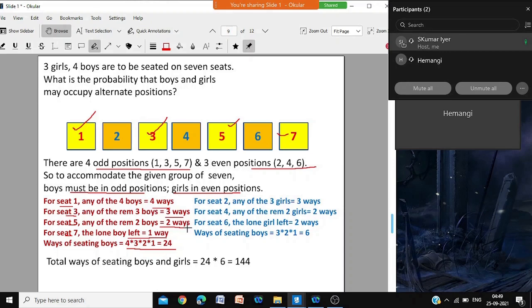Now, for the girls. Girls are occupying 2, 4 and 6. Seat number 2, seat number 4 and seat number 6. So first you can choose any 3 of the girls. So you got 3 choices or 3 ways. Either girl 1 or girl 2 or girl 3. Now one of them you have already allotted this. Now you got only 2 girls left. So for the next one it will be only 2 ways. Now 2 of the girls are allotted. For the third one you have got only 1 way. Because this 1, it should not be 2, it should be 1.